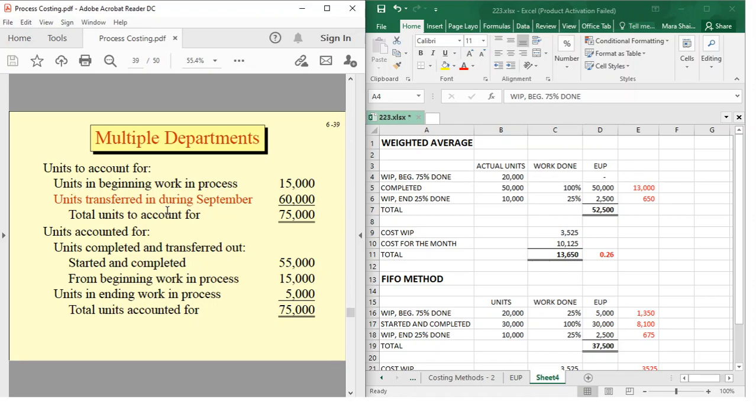Now, in multiple departments, what is different here is that you have units transferred in during the month. The units transferred in come with a cost from another department, so you add them. Meaning, they are additional to your units to account for.